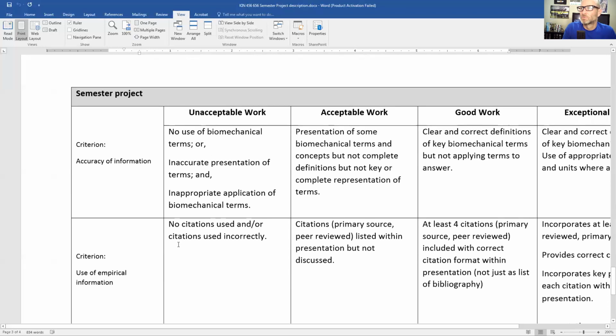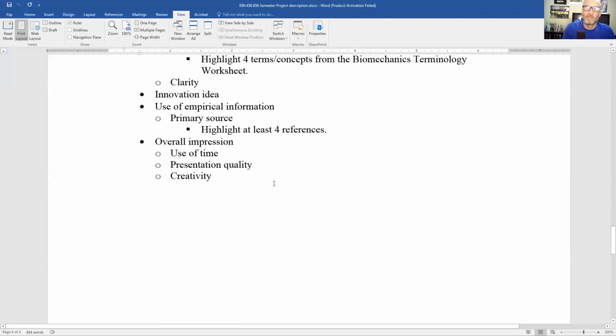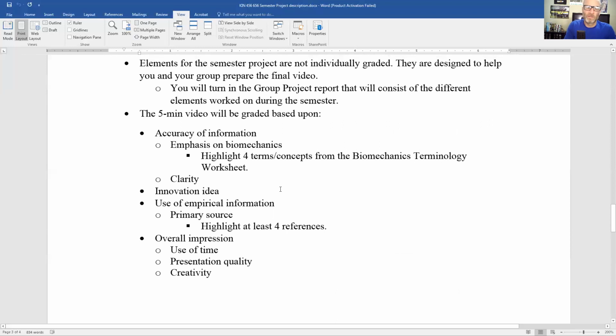All right, there's a rubric down here in terms of more specifics. I won't go through this, but you want to go through this document and just make sure that your project at the end is something that we could post to community members who are training for endurance events, and they would get some useful information out of that 5-minute presentation. Okay, that's a summary of the semester project, and we'll be talking more about this each week.